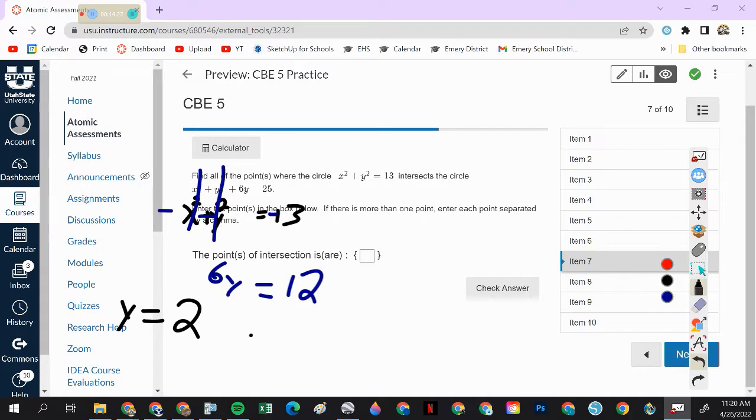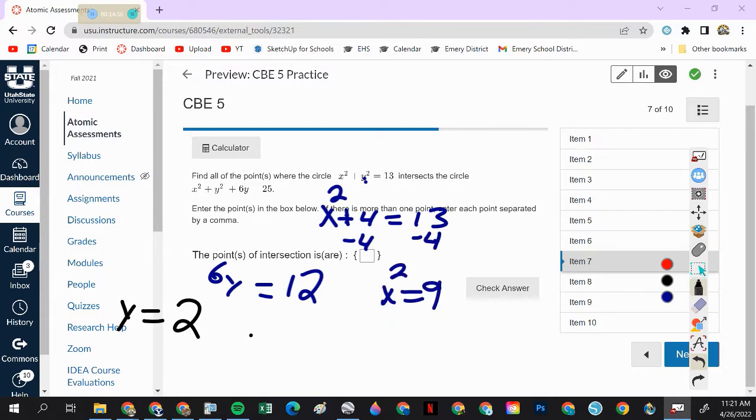How many solutions does this have? I don't really know yet. I know that y is 2. So which equation do I want to plug the 2 into? It doesn't matter. The top one's probably easier. So we stick a 2 in here, and I get x squared plus 4 equals 13. Subtract the 4, and we get x squared equals 9. And then we take the square root, and I get x is equal to plus or minus 3.